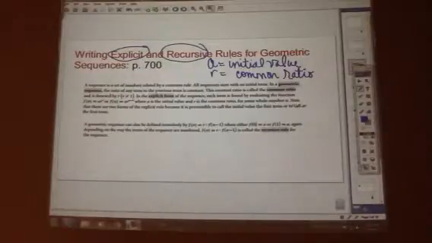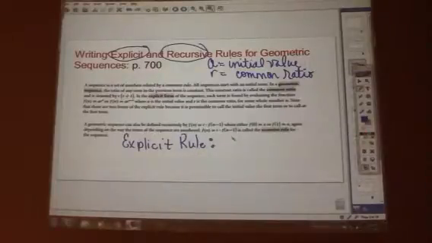Note that there are two forms of the explicit rule because it is permissible to call the initial value of the term the first term, or to call a r the first term. So I'm going to give you two different formulas for the explicit rule. Write these down. And then I'm going to explain what they mean when we get to the examples. It's the explicit rule.